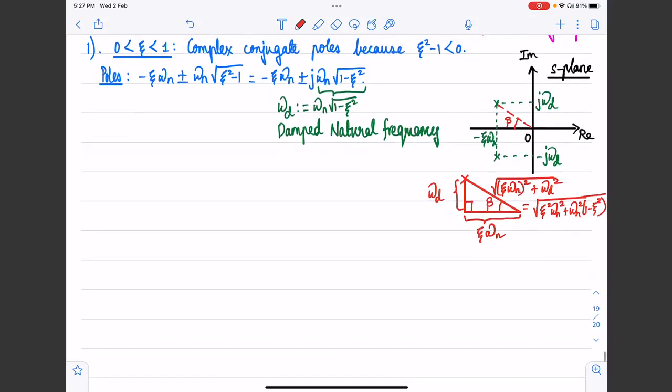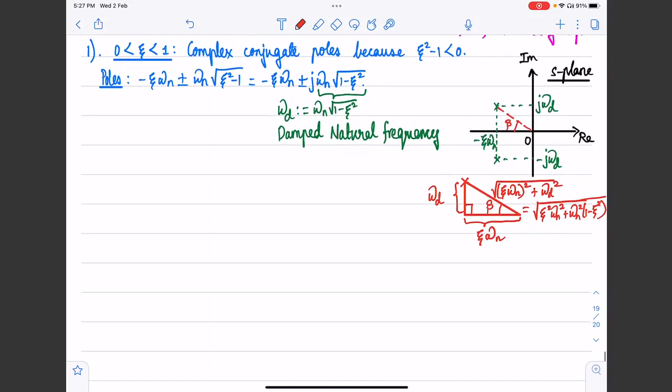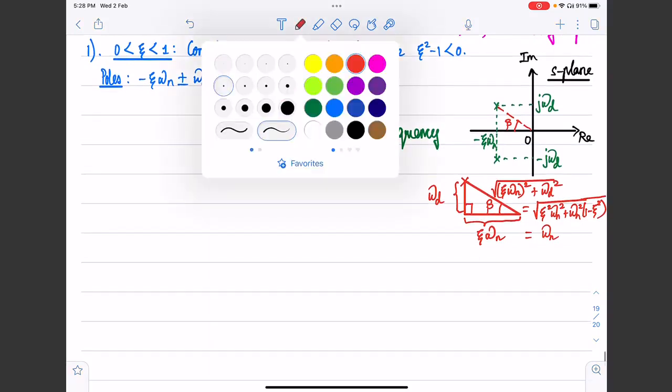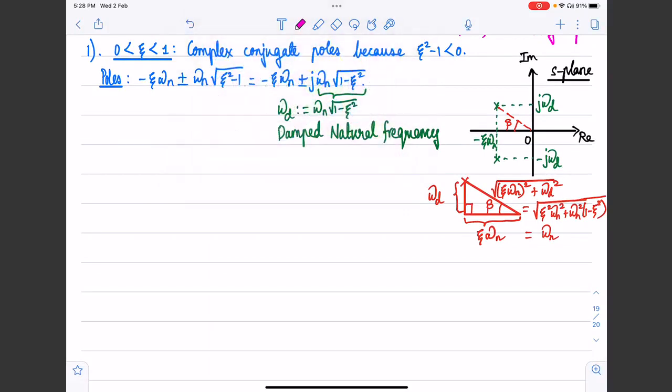So if you simplify this, you will see, oh, wait a minute, yes, it is correct. If I simplify this, the hypotenuse is going to be omega n. I hope all of us can agree to it. This is important. Having done this, we can immediately see some important relationships, and we will be using these later on. That's why I'm writing these down.